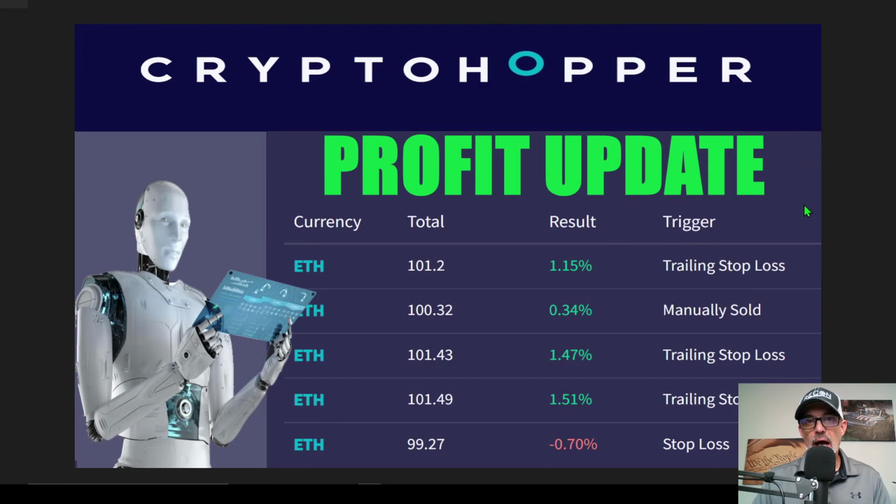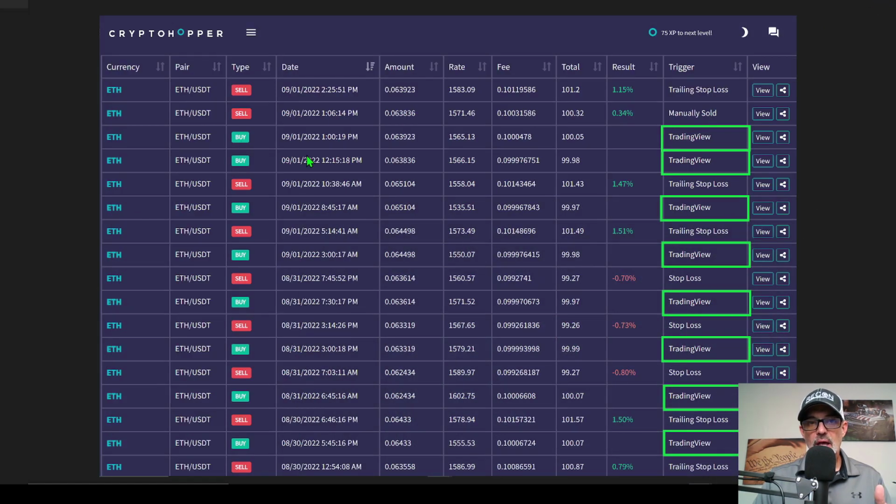In today's video, I will share with you a profit update on my automated CryptoHopper trading bot that I deployed just about a month ago. When I configured this bot, I set it up to trigger buy orders based on TradingView alerts. As you can see, each one of these buy orders is actually triggered by TradingView alerts.